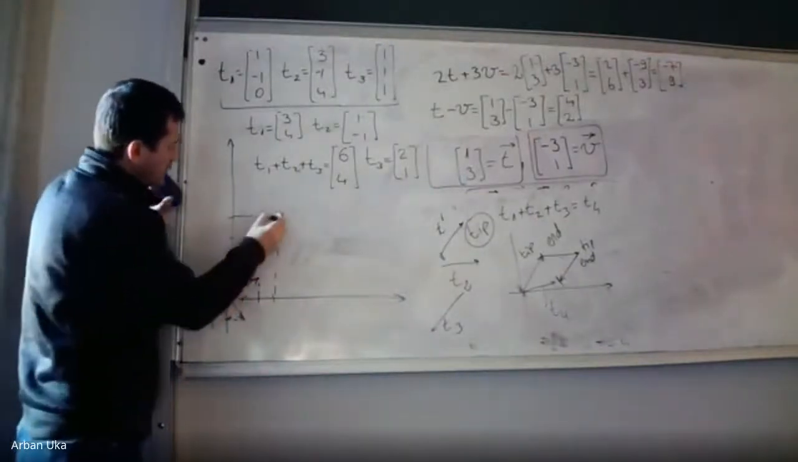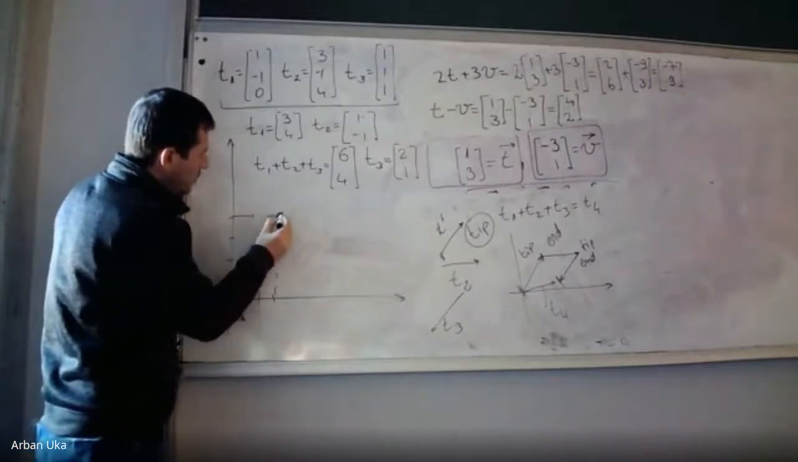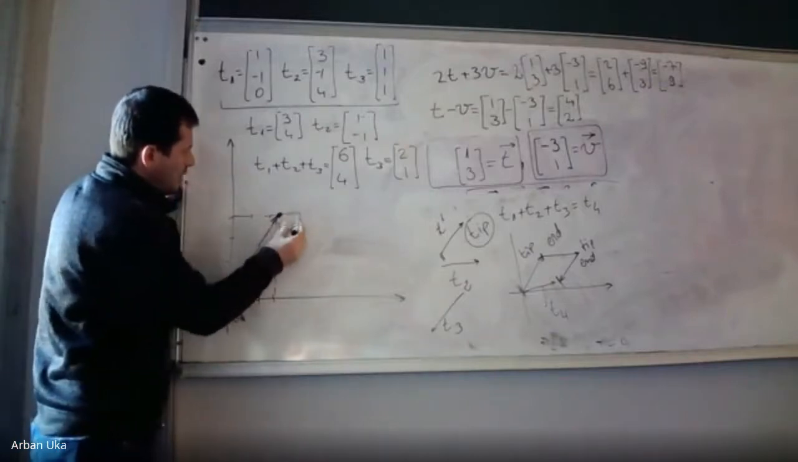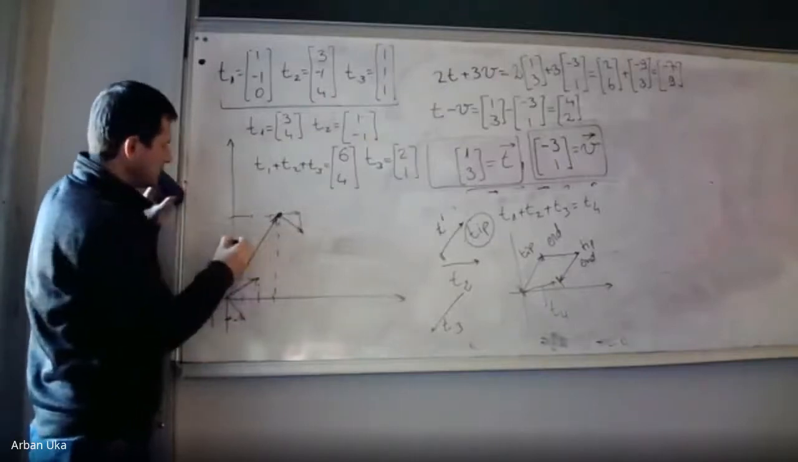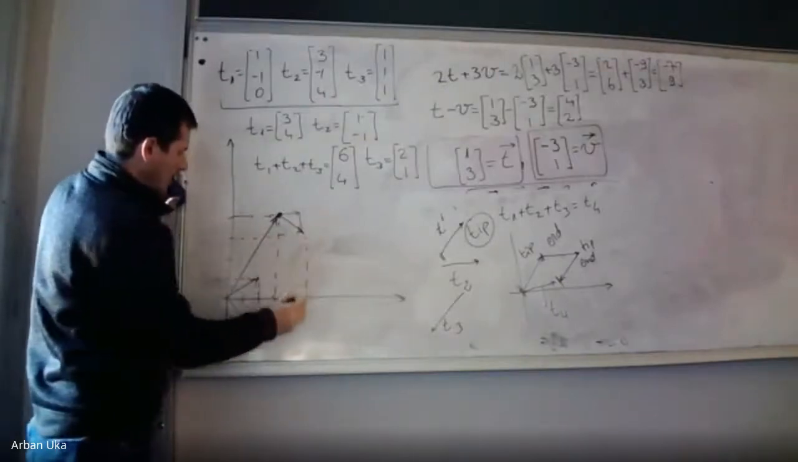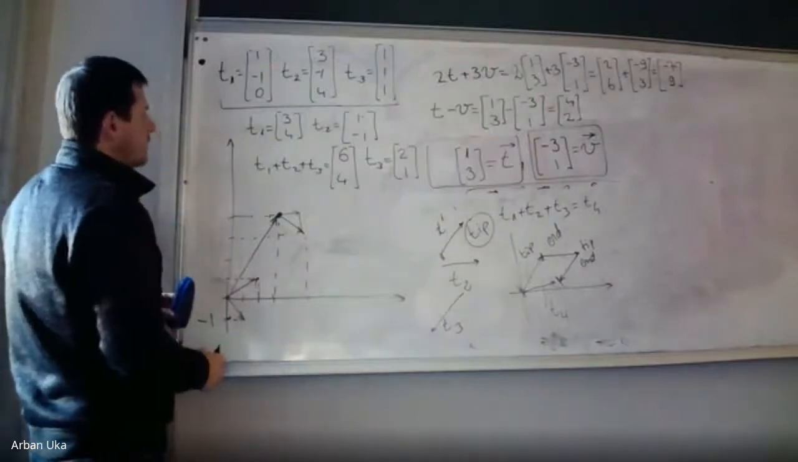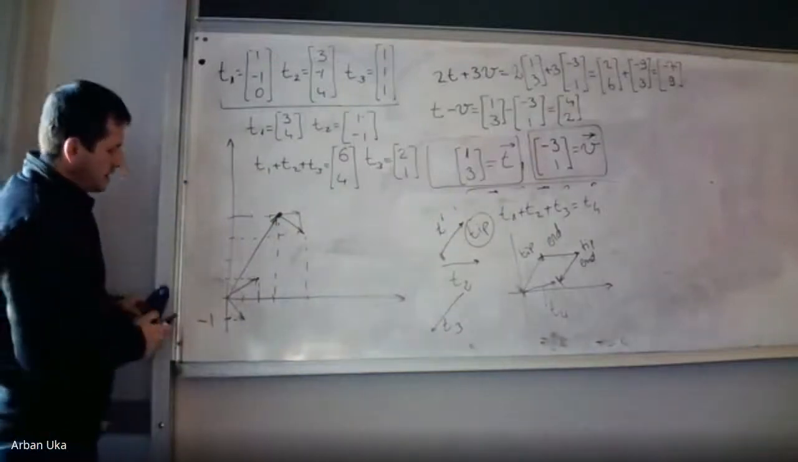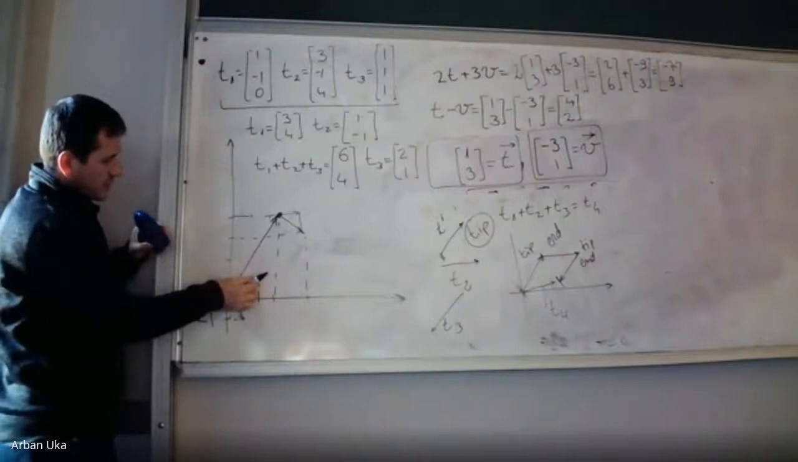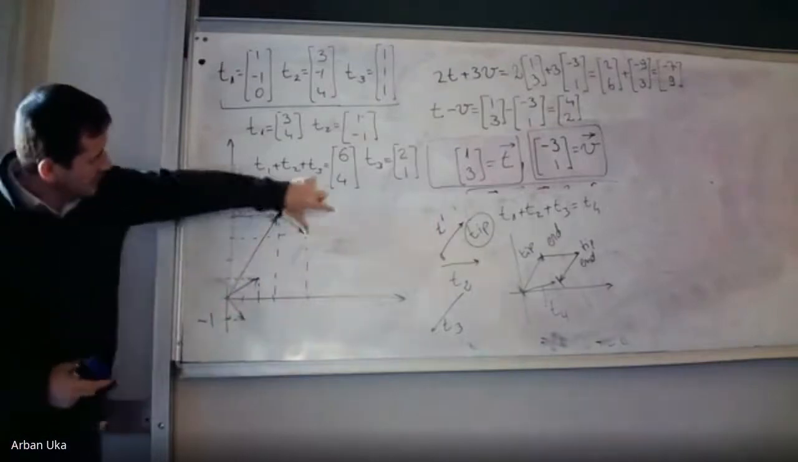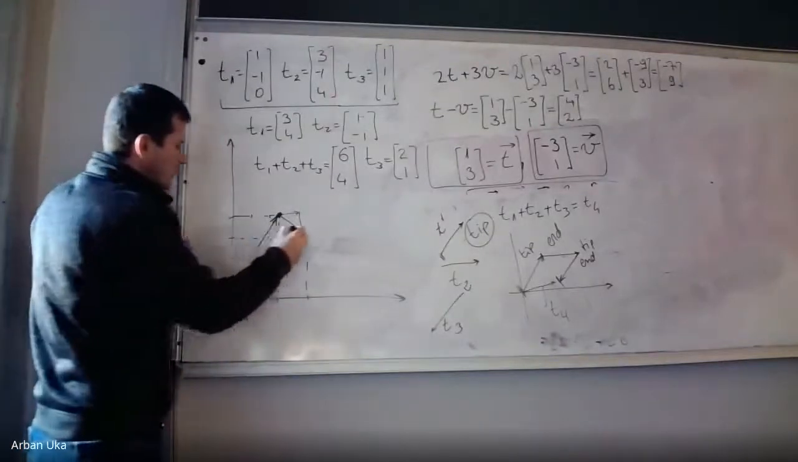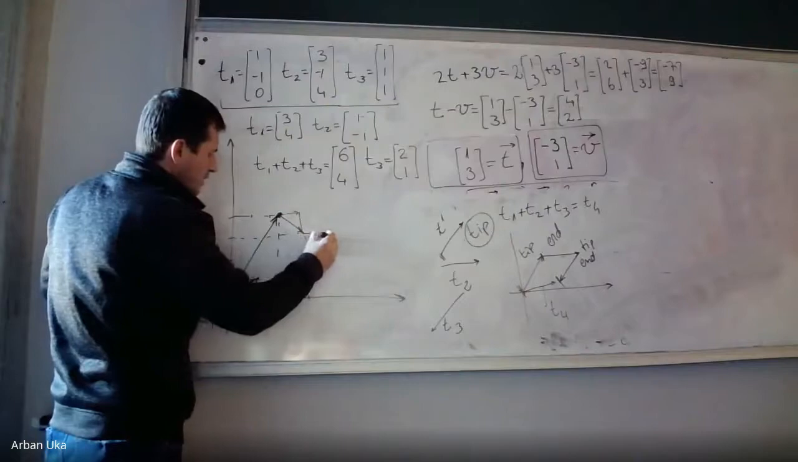From here, t2 would move 1 unit this way, 1 unit down. So it is the vector here. And then we will also have t3. For t3, we have to pick up the vector which we incorrectly tried to add before. We carry this one from here, we bring it here, and we move 2 units this way.